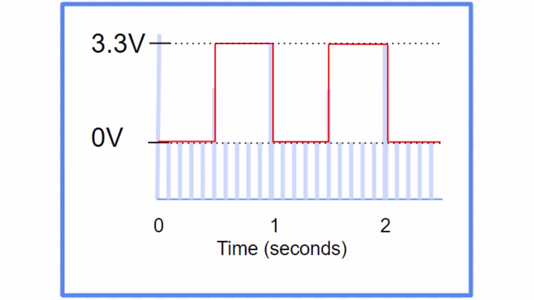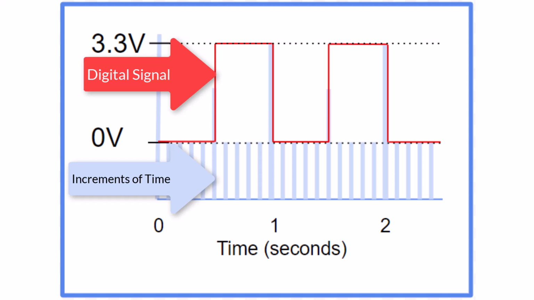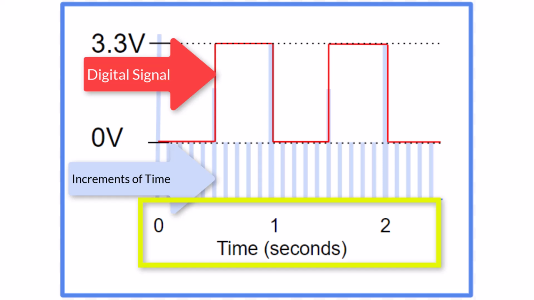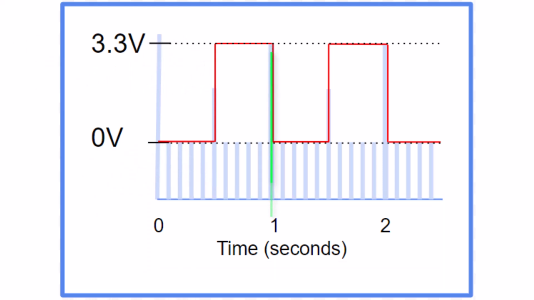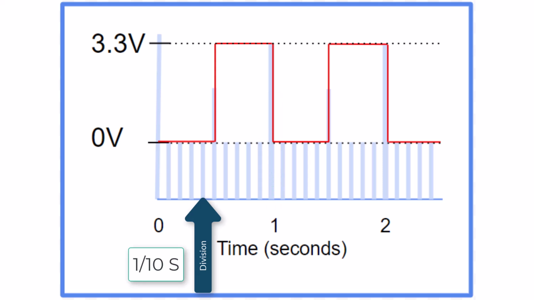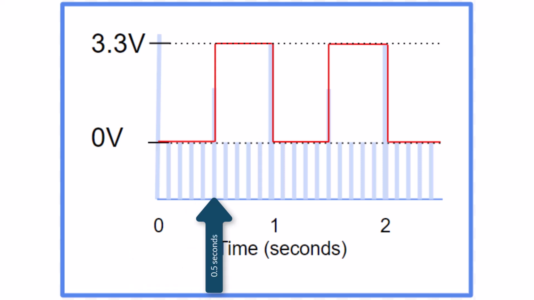This is an example of a digital signal we might produce on a Raspberry Pi. The digital signal is shown in red, and the blue lines represent increments of time. On the bottom axis, we have three labels, 0, 1, and 2. The numbers 1 and 2 represent seconds. At the 1 second mark, you can see the digital signal drops to 0 volts. Between 0 and 1 second, there are 9 divisions representing tenths of a second. Notice the slightly larger line halfway between 0 and 1. That represents a half a second.